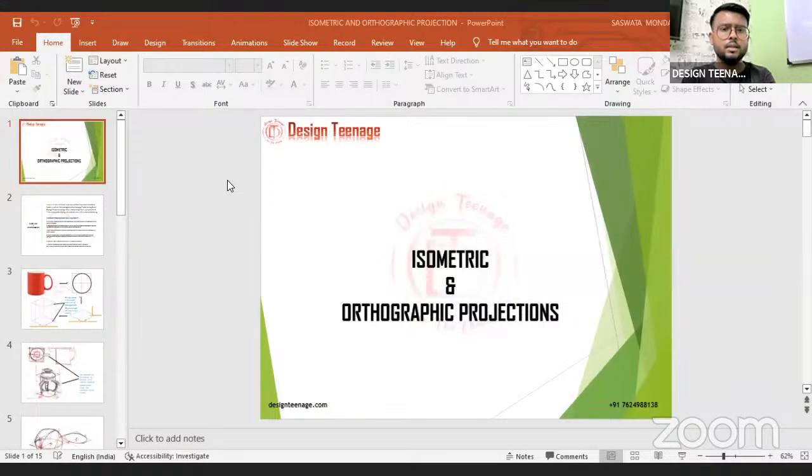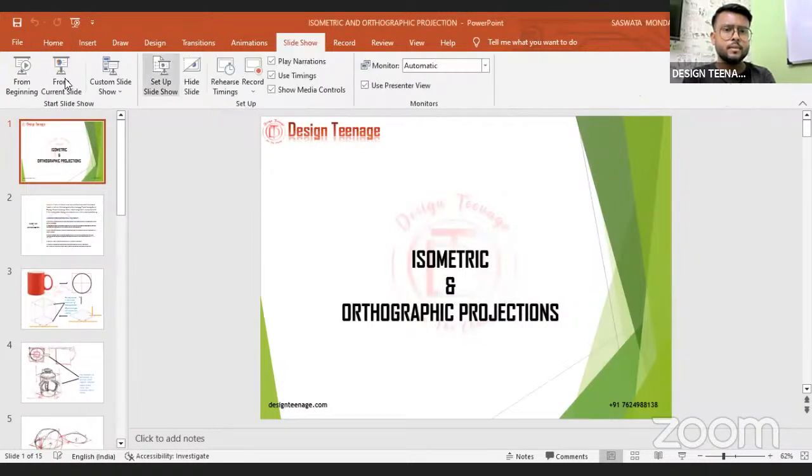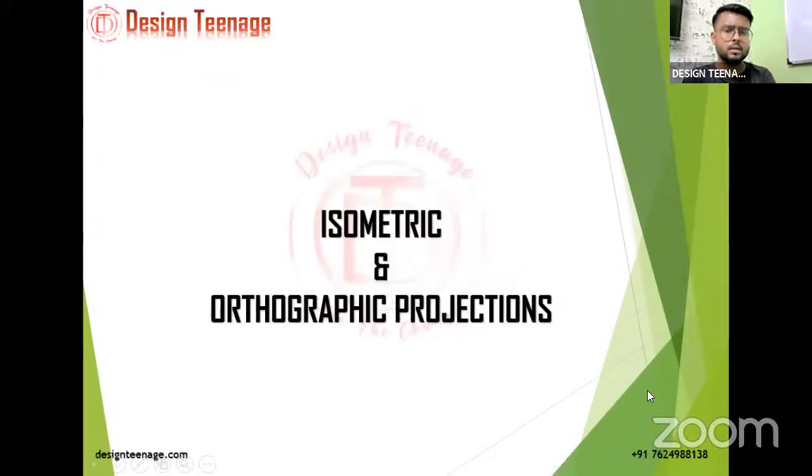Okay, I hope my screen is visible. Just give me a second, guys. Great. So now we are going to discuss and start with our isometric and orthographic projections over here.